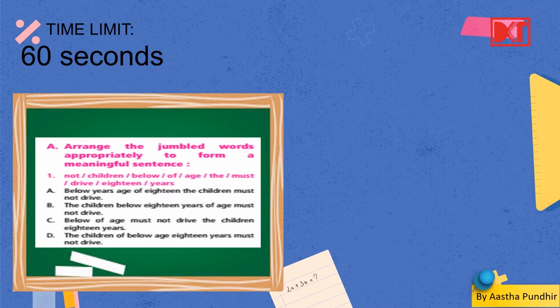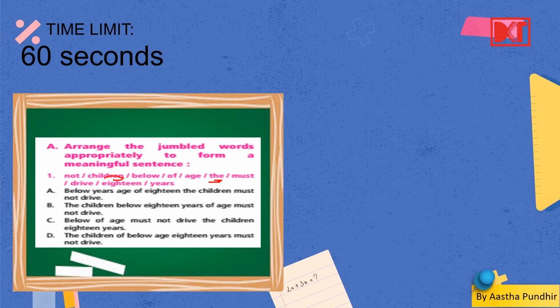Alright, now we start off with the questions on jumbled words. It says arrange the jumbled words appropriately to form a meaningful sentence. Let's read. Not children below of age the must drive 18 years. Okay, now here we can figure out the subject. The subject is what? Children.